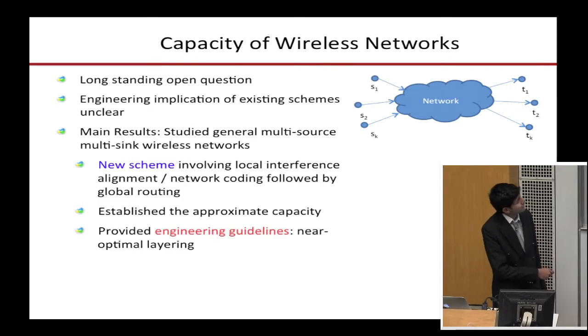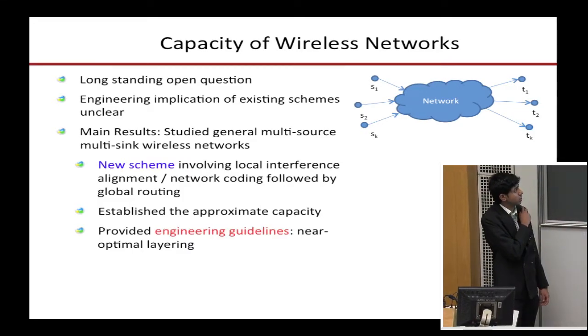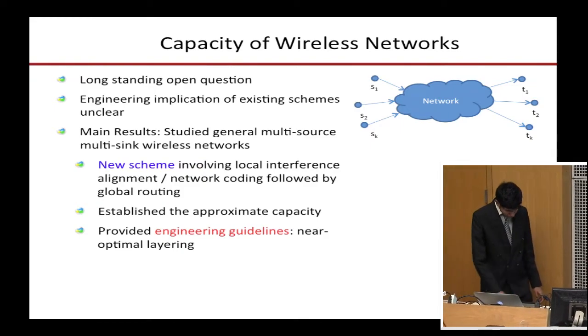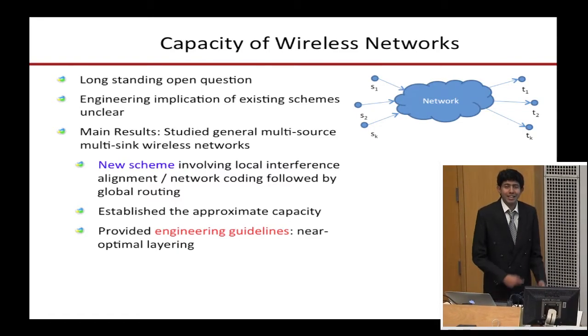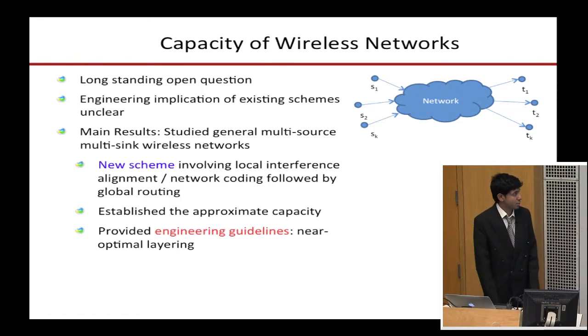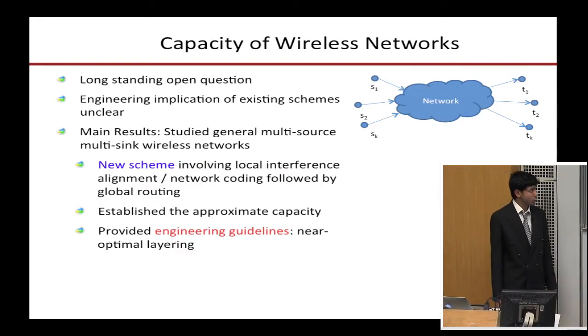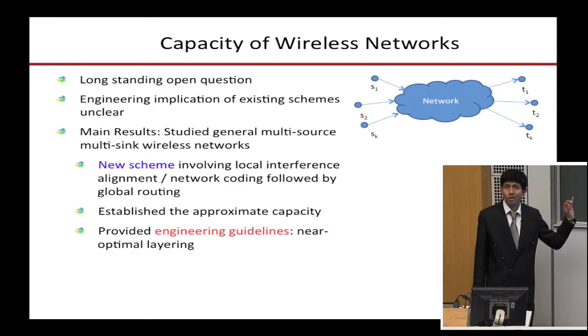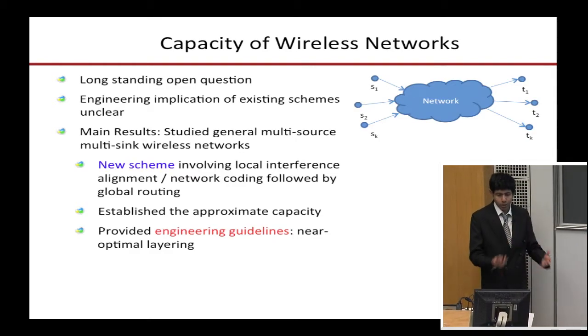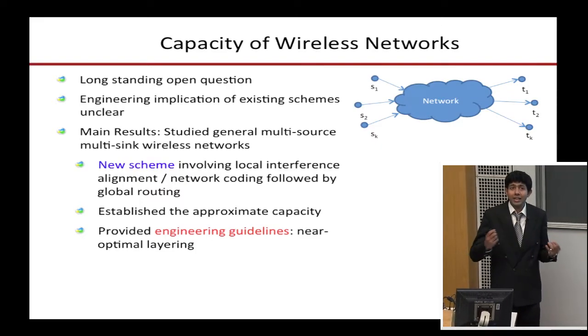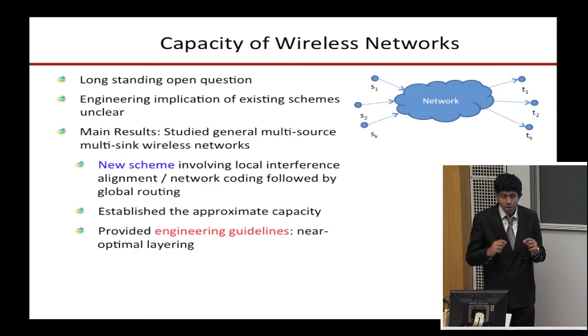So this basically solves a long-standing open question in wireless network theory, which is how to optimally communicate information when there are multiple source-destination pairs in a wireless network. We also have engineering guidelines, which means we show how to translate these ideas into potentially engineering ideas. For example, the proliferation of wireless networks is mainly due to layering, which means different layers perform different tasks. And these layers can be designed independently.